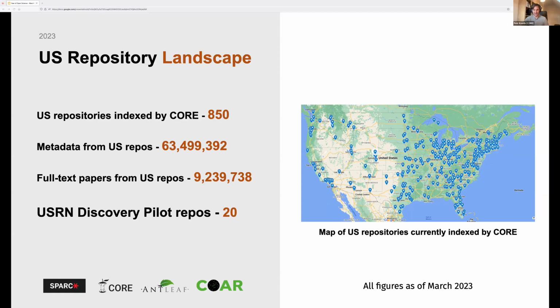So about a year ago, we met with the USRN network. This was prior to the beginning of this project. And we did a little bit of a mapping exercise for the United States. And we realized that there are more than 800 repositories, in fact, about 63 million metadata records from US repositories, with just over 9 million full texts stored in US repositories. And that was what we already had indexed in CORE at that point.